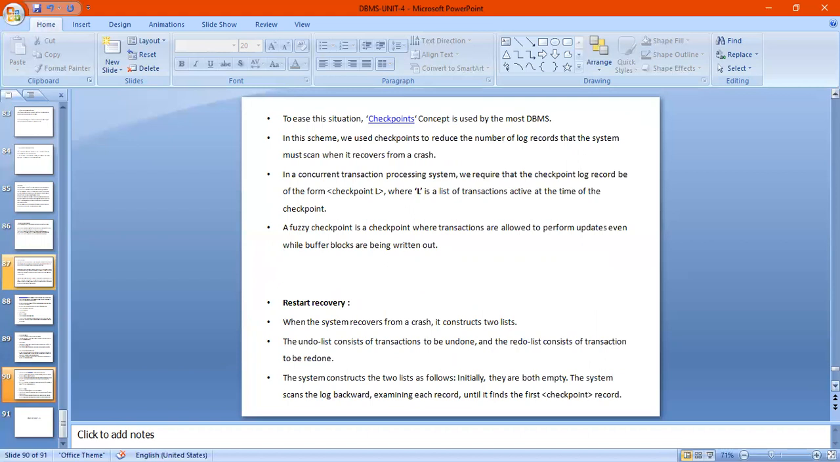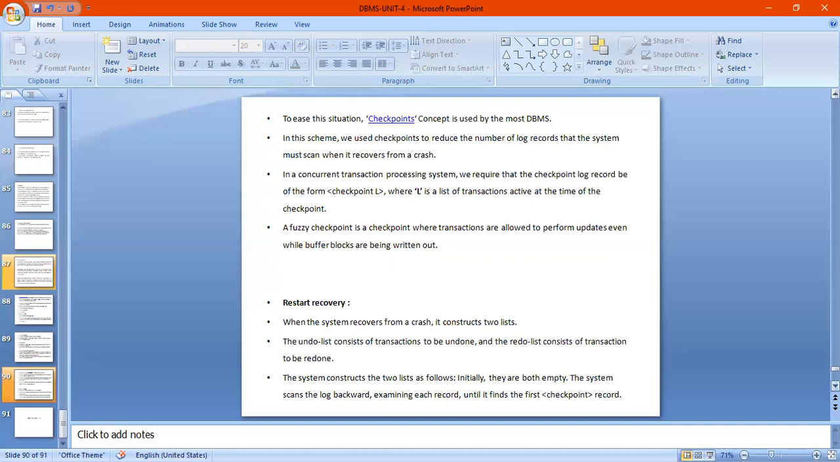In a concurrent transaction processing system, we require that the checkpoint log record be in the form of <checkpoint L>, where L is the list of transactions active at the time of the checkpoint. A fuzzy checkpoint is a checkpoint where transactions are allowed to perform updates even while buffer blocks are being written out. Restart recovery. When the system recovers from a crash, it constructs two lists.